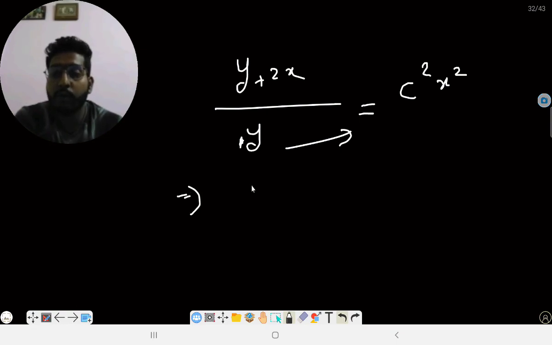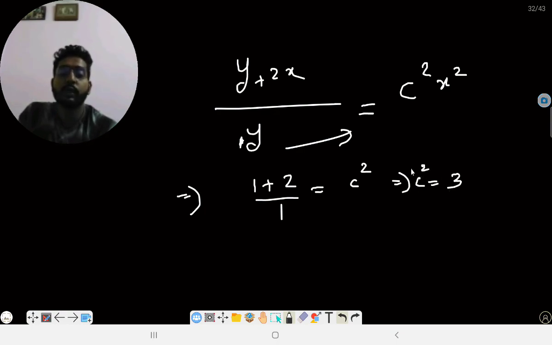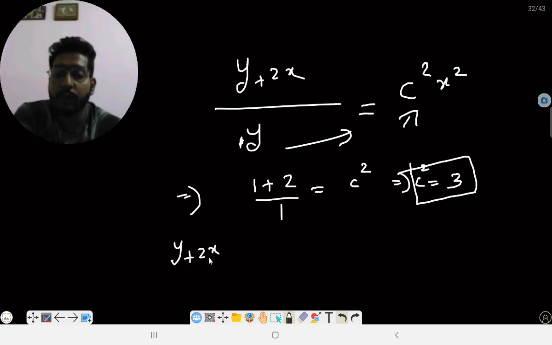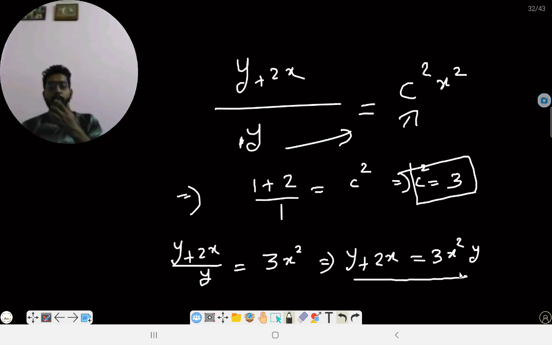If I put x equals 1, y equals 1, what will happen? It becomes 2 by 1, and this will be c square into 1, that will be c square. So c square, what is the value of c square? The value of c square is coming 3 here. So just put it. What will be the equation then? (y plus 2x) by y equals c square, and the value of c square is 3 into x square. Now the answer will be y plus 2x equals 3x square y. So that will be the solution.